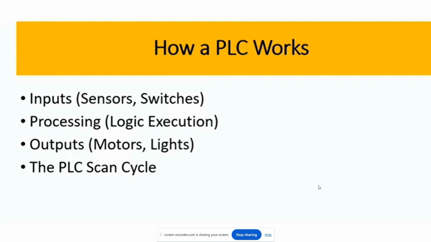So a sensor has seen a box, goes to the processing unit. The processing unit uses a program to send an action to the output, and then the output performs what it has been told by the processing unit, which is the CPU. Then the PLC scan cycle.